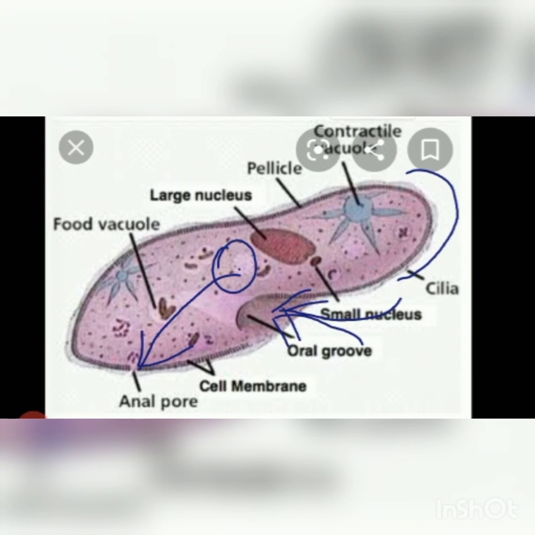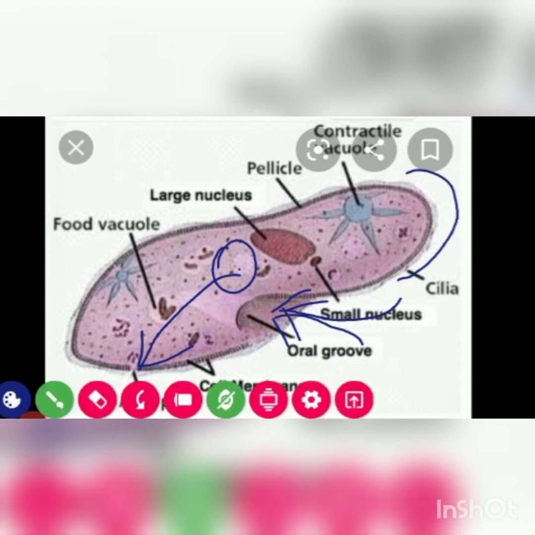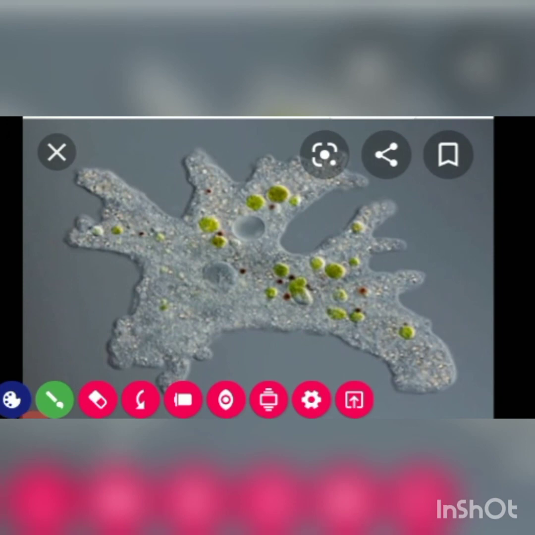In Paramecium, there is a specific spot for taking in the food and for throwing the waste outside. For both of them, they have specific spots. But what about amoeba? Does amoeba have a specific spot? No, it doesn't have any specific spot for taking in food or for throwing it out.